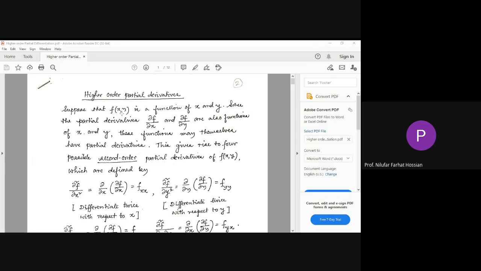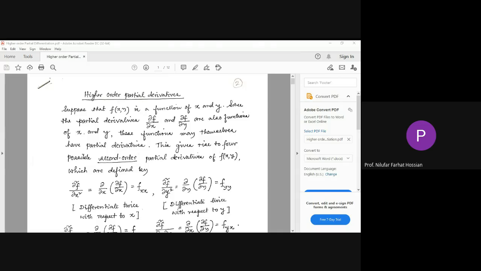Definitely, if f is a function of x and y, if you perform this partial differentiation with respect to x, it will again be a function of x and y, and del f by del y may be a function of x and y again. So these functions may themselves have partial derivatives. Yes, these two functions may again have partial derivatives.